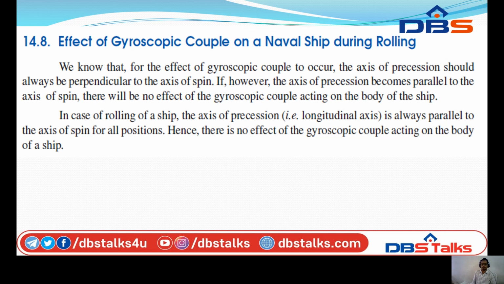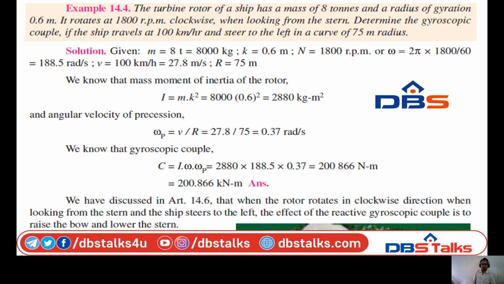Then let us go for a problem. A turbine rotor of a ship has a mass of 8 tons and a radius of gyration k of 0.6 meters. It turns at 1800 rpm, which is in the clockwise direction when looking from the stern. Determine the gyroscopic couple if the ship travels at 100 kilometers per hour and steers to the left in a curve of 75 meters radius.